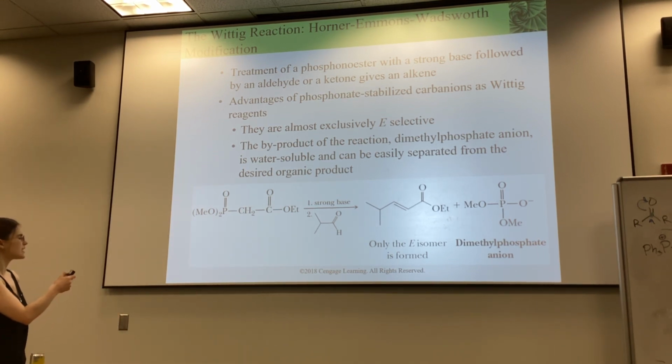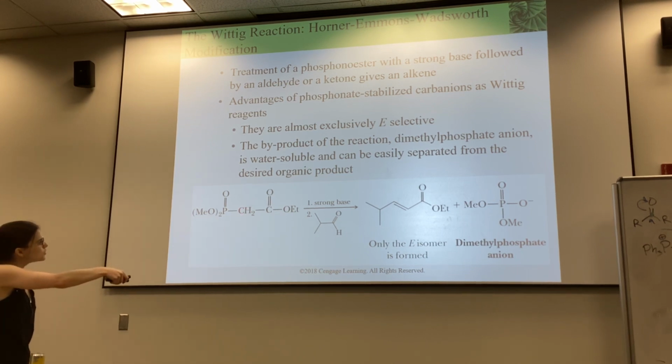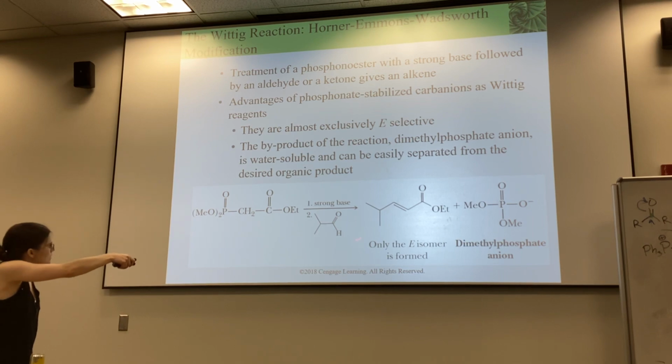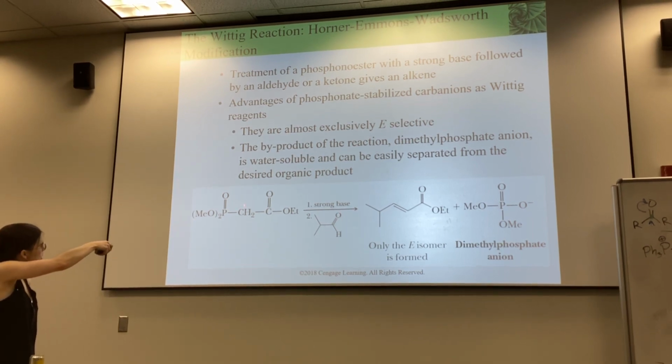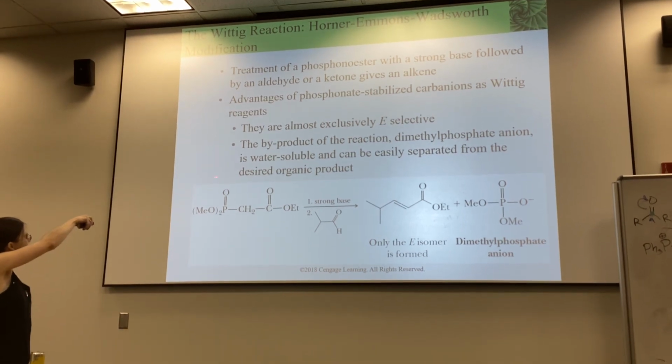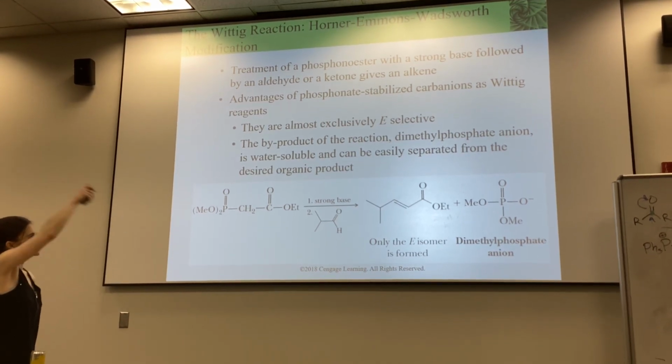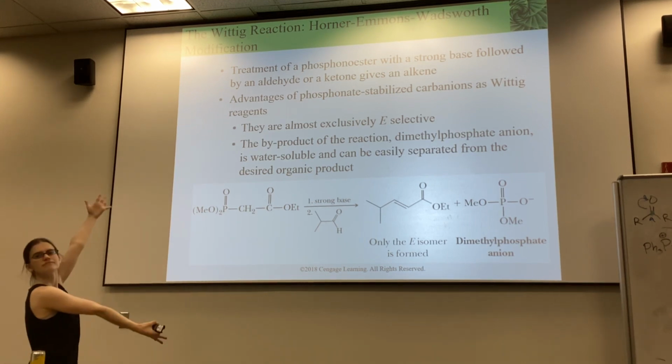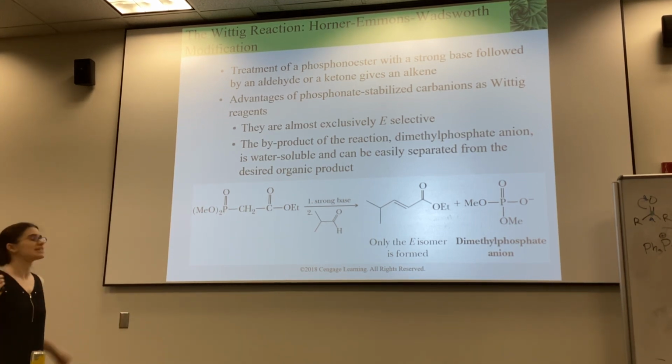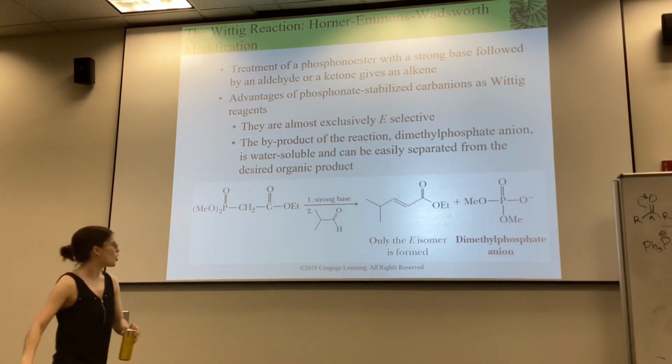So, add a strong base to make this guy a really nice nucleophile, and you do the same thing. You replace this oxygen with the carbon in question, and you get rid of this half of the stuff, and you leave the ester part of it. And you get the E isomer because, well, we always have this anion stabilizing group, so we always get resonance stabilization, so always E.